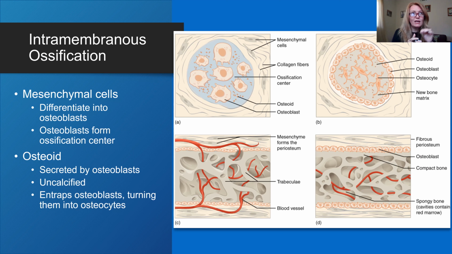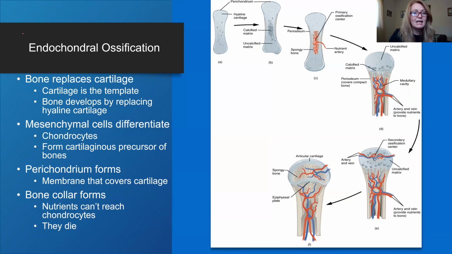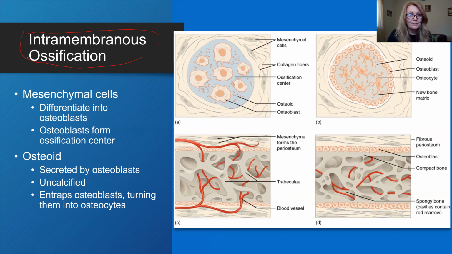Now, there are 2 ways for your bones to form: intramembranous ossification, so it's right here, and endochondral ossification. We are not going into detail. We're going to cover it very quickly. So when we're talking about intramembranous ossification, first a membrane is formed. It's a dense, irregular connective tissue membrane.